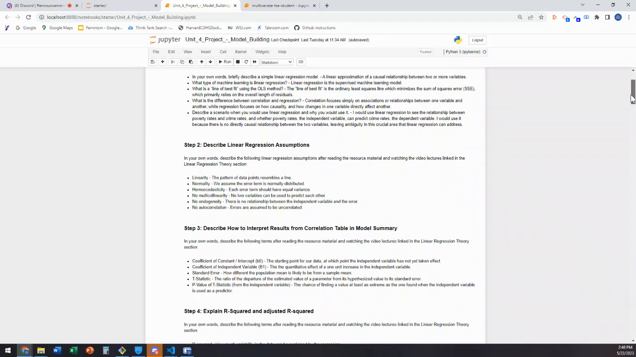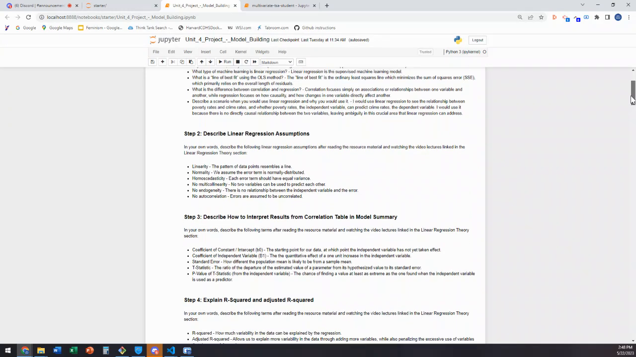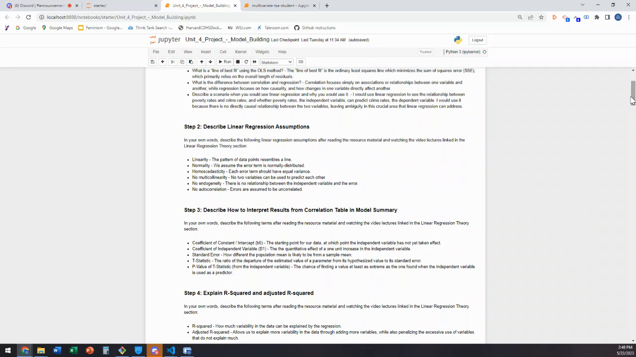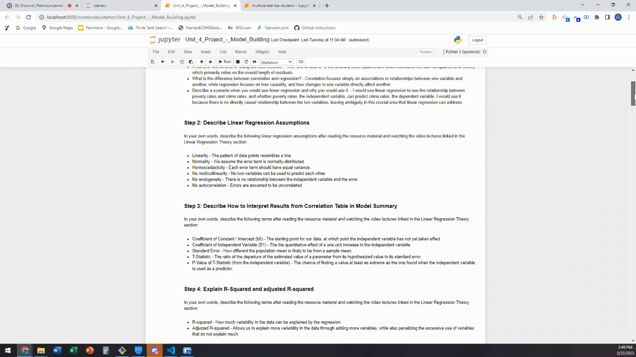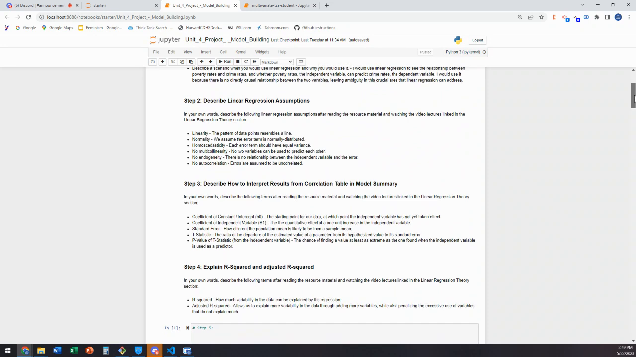And with linear regression assumptions, linearity and normality are both pretty straightforward. With homoscedasticity, we can't have it be that all of the data points are clustered together at the beginning and then they start fanning out later on. We need the variance to be constant. And no multicollinearity, we can't have one variable being used to predict the other. They need to be independent of each other. No endogeneity, we can't have a relationship between the independent variable and the error. The error must be constant. And no autocorrelation. Errors cannot be correlated with each other.